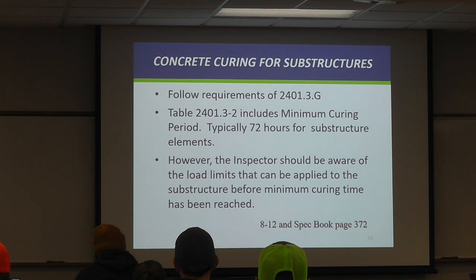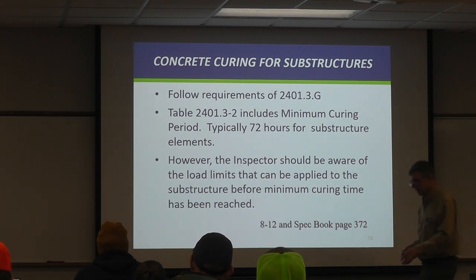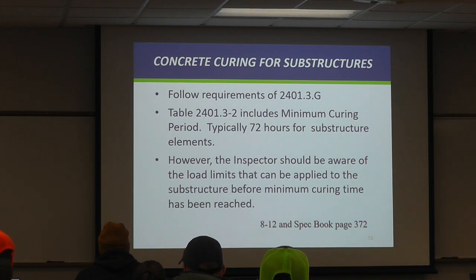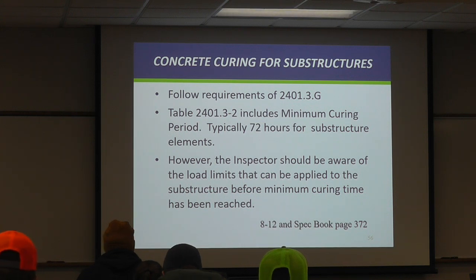Curing. So what are the requirements of curing? 2401.3.G is the main go-to for curing. And it includes a table, 2401.3-2, which we had looked at previously. I said we're going to get used to this table. And this is on spec book, page 372. So again, just be familiar with where these tables are.